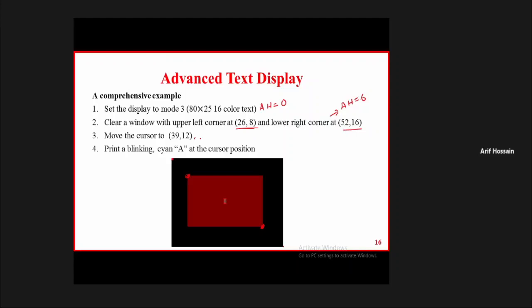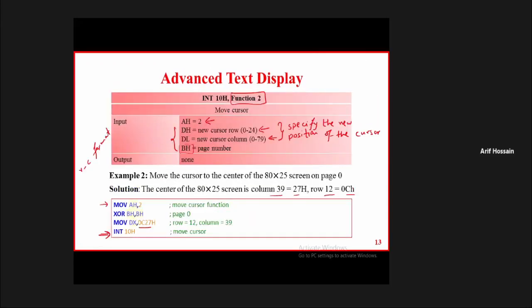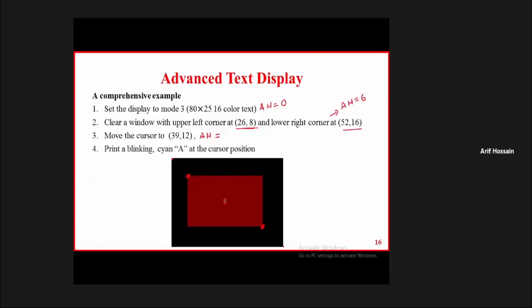For moving the cursor, what was the function? Anyone remember? Let's check. For moving the cursor, it is function 2. Is it clear up to this? So over here the function will be 2, and finally we need to print a blinking character. This is the color, whatever. These are the attributes, doesn't matter. So over here your function will be 9, right? Have you got my point? So you need 4 different functions. So how many times do you need int 10h?